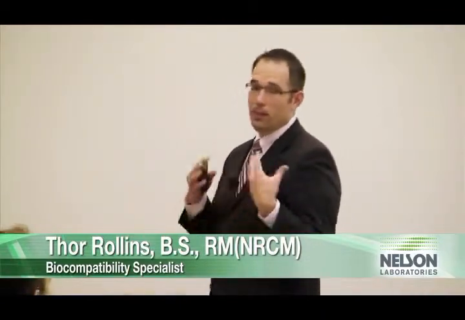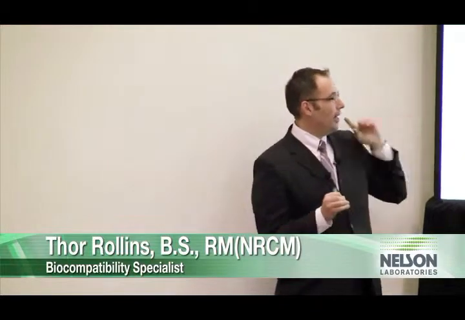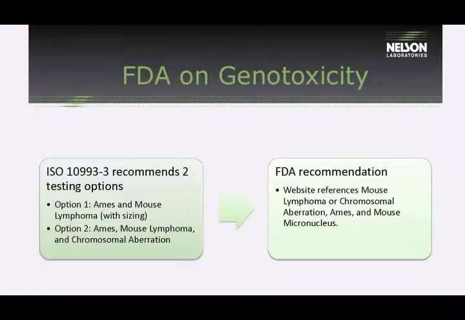Now we get into the regulatory impact of genotoxicity, probably the big reason why you're here. Right now we're going to be comparing two testing strategies: ISO 10993-3, the current standard as it sits today, and the FDA recommendation. Right now ISO 10993-3 gives us two options. Option 1, in fact, these are switched, so I apologize. Option 1 is Ames, mouse lymphoma, and chromosome aberration. We didn't talk about the mouse lymphoma, but it's another in vitro test. But basically, you need to encompass those three areas using these three tests.